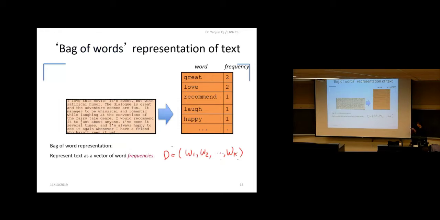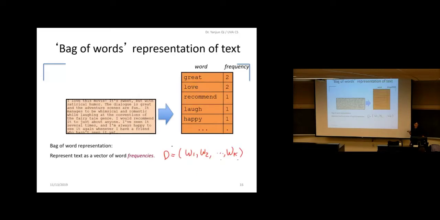Okay, so now you have a dictionary, and then you need to do counting. You need to count how many times each word appeared in a specific document. That specific document is your sample, right? You need to do this frequency counting of each word in the dictionary. Assuming your word dictionary is W1, W2, until WK, you can represent the text as a vector of word frequencies.